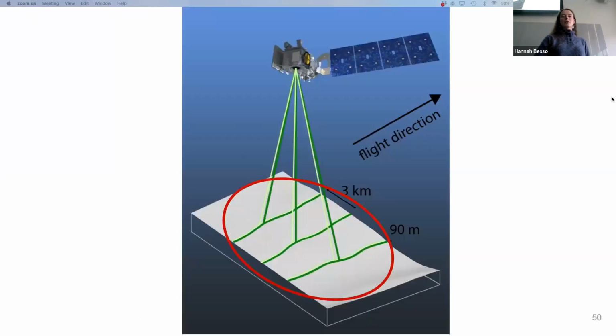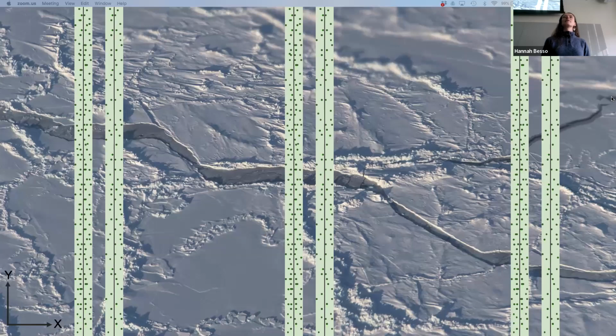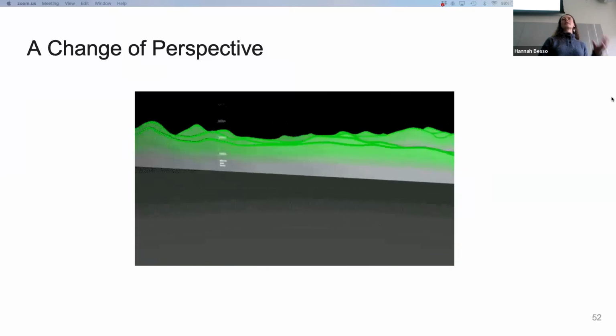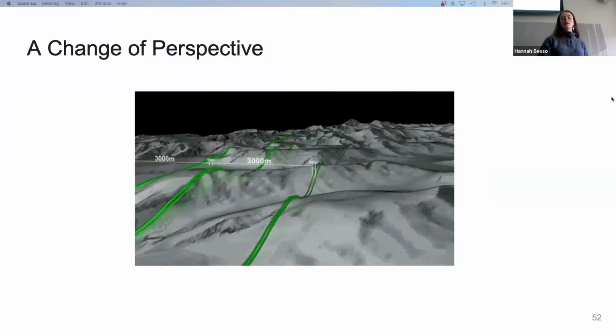We can zoom back out to all 6 beams and all 3 beam pairs. And if we imagine looking at the surface of the Earth from the perspective of the satellite, this is an illustration of what we would see. 6 tracks with multiple photon returns along each track. Now let's change our perspective from looking down at the surface of the Earth to looking sideways at an elevational profile of the Earth.